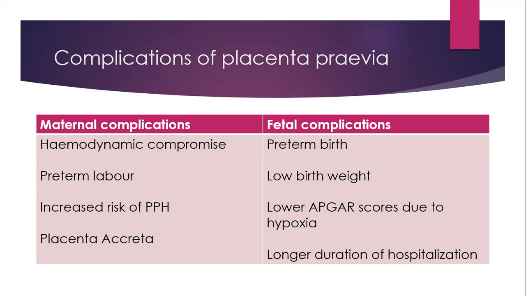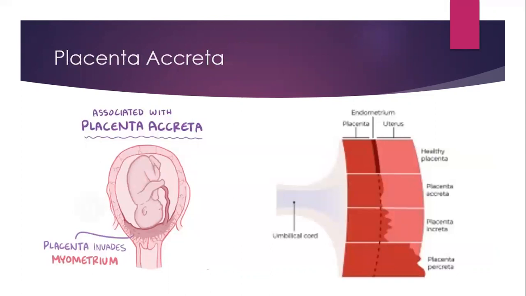And then there's also an association between placenta previa and placenta accreta. So placenta accreta is when the placenta invades the myometrium. The reason for the association is because the lower segment of the uterus is much thinner than the upper segment of the uterus. So when the placenta invades the myometrium, it usually attaches more firmly, and then there's problems when it needs to loosen from the uterine wall during placental delivery.